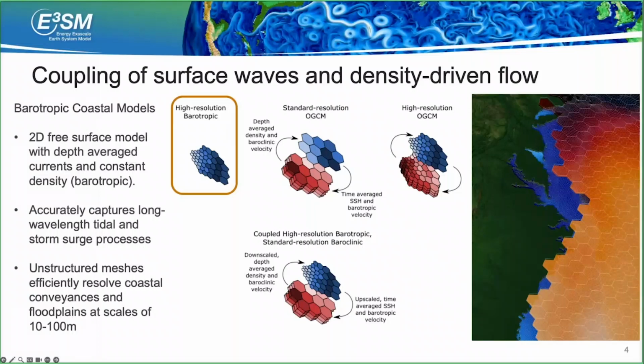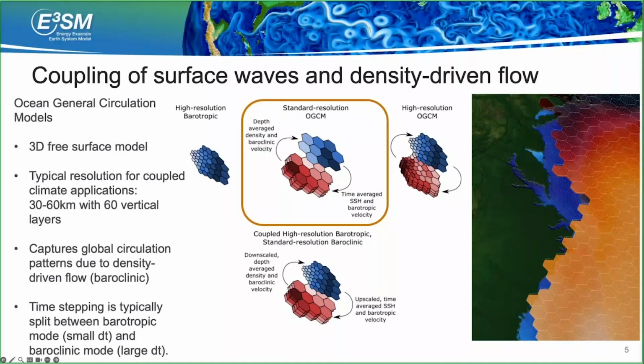So first of all, we have these barotropic coastal models that are 2D models because they're depth averaged and don't resolve the vertical structure of the velocity. That's a pretty good assumption for long wavelength processes like tidal and storm surge. And because they're 2D, they can have very high horizontal resolution in coastal areas, getting down to the tens to hundreds of meters, really necessary to describe coastal inundation. However, obviously they're neglecting all the thermohaline circulation and the contributions that has on sea level variability.